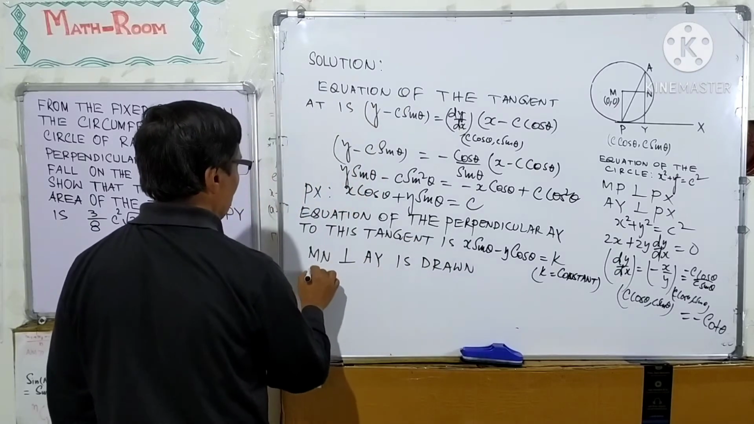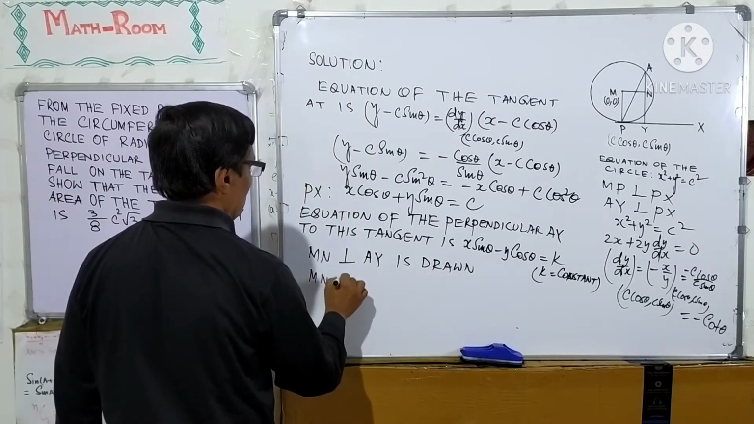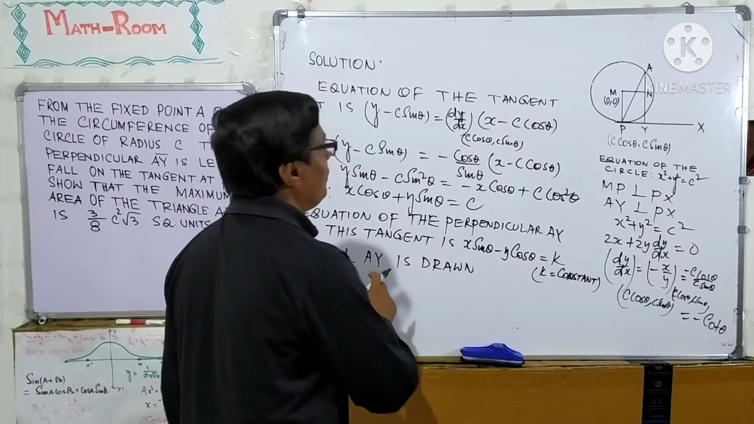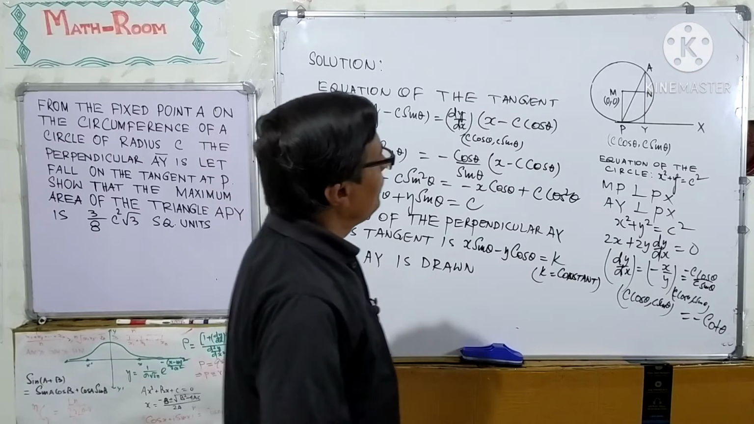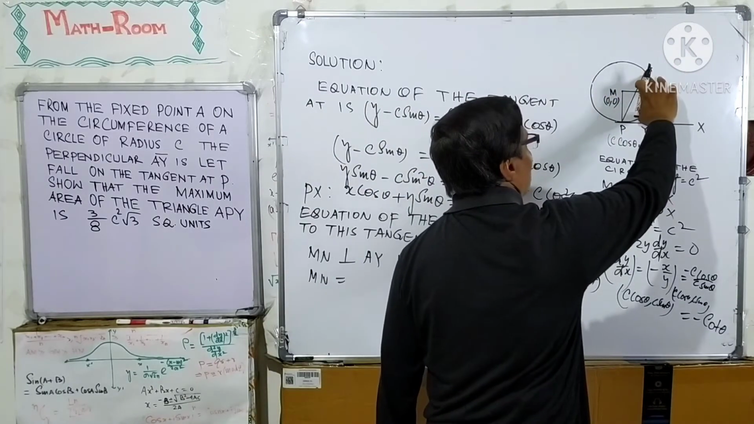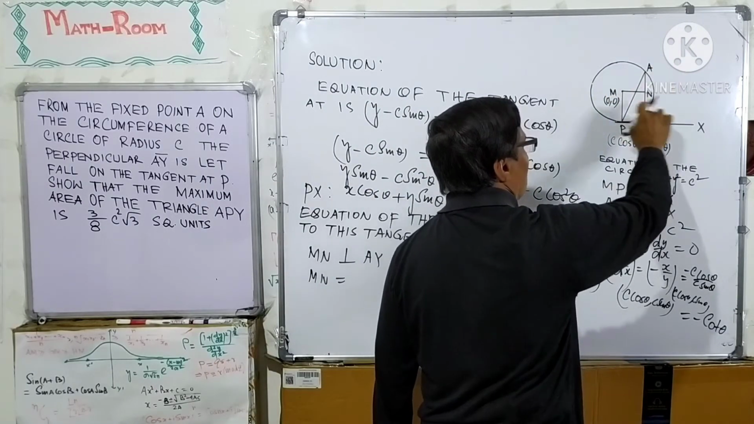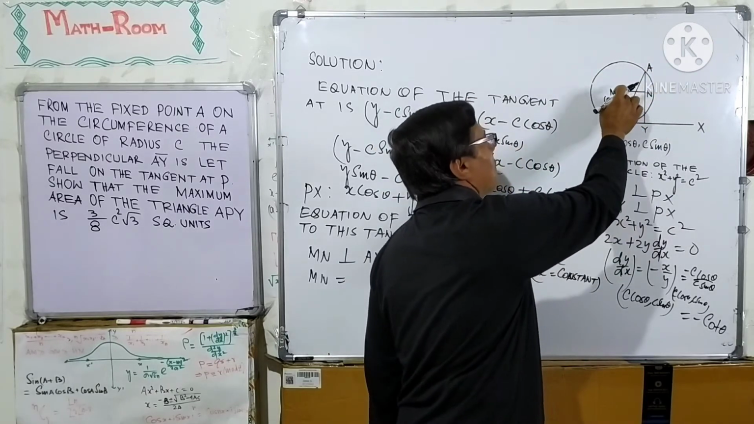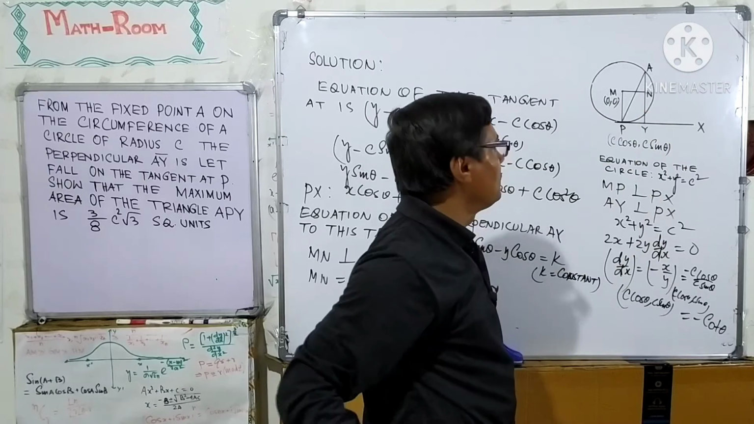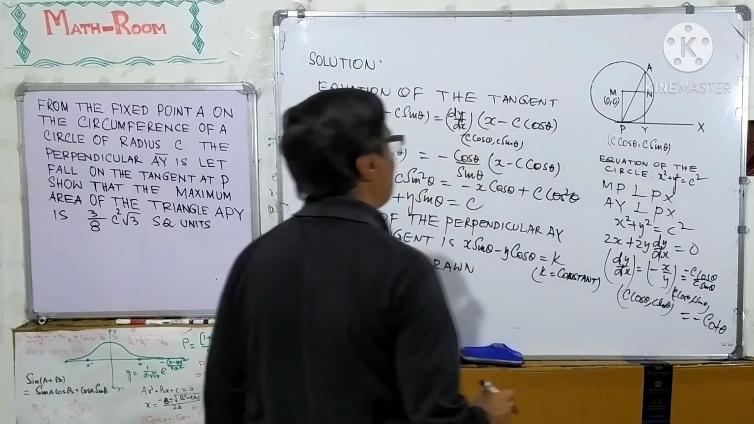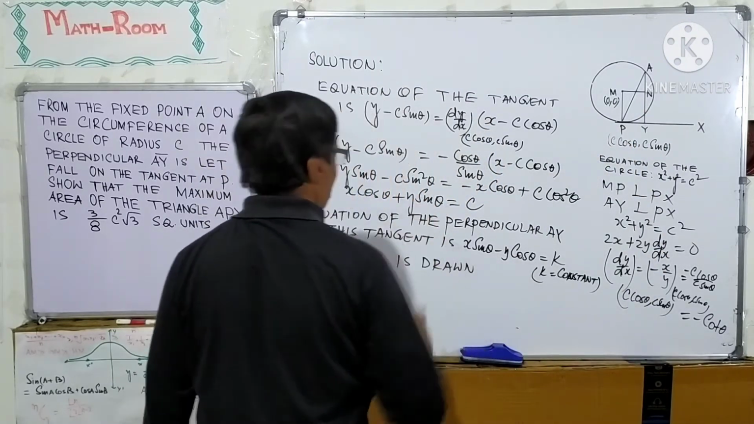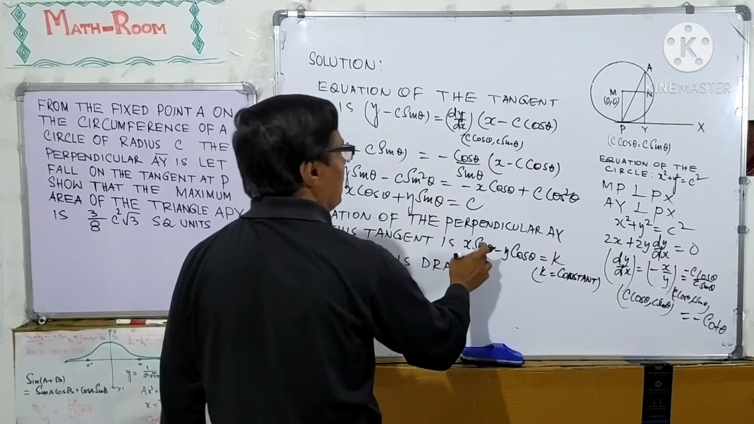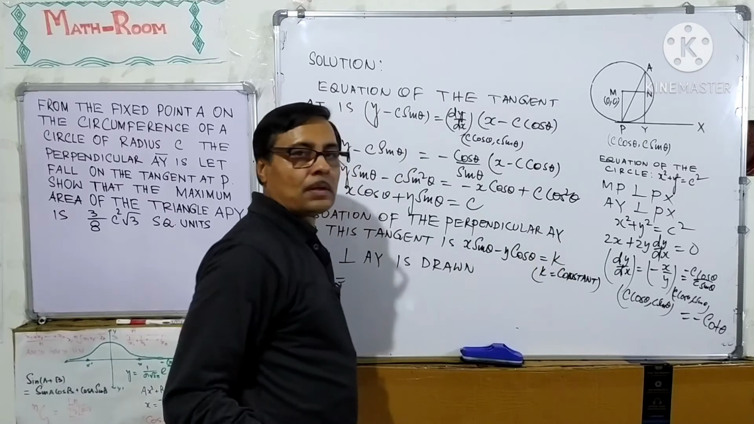So, the value of MN is equal to the perpendicular distance from M to this tangent, that is AY. MN is the perpendicular distance of this perpendicular to this tangent. The equation of the tangent we have already got: x sin theta minus y cos theta equal to k.